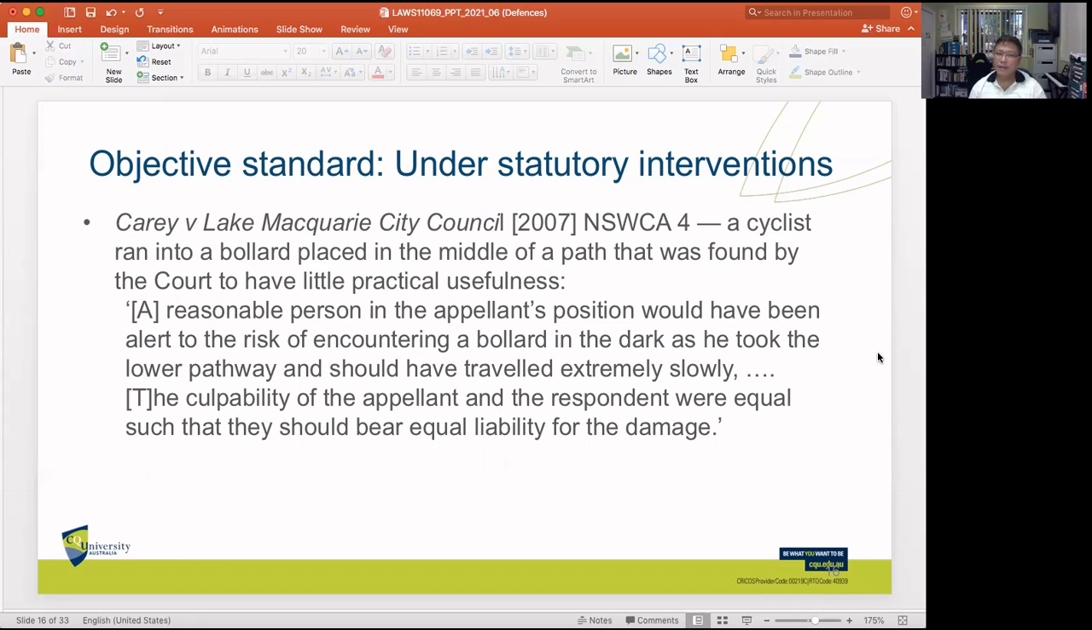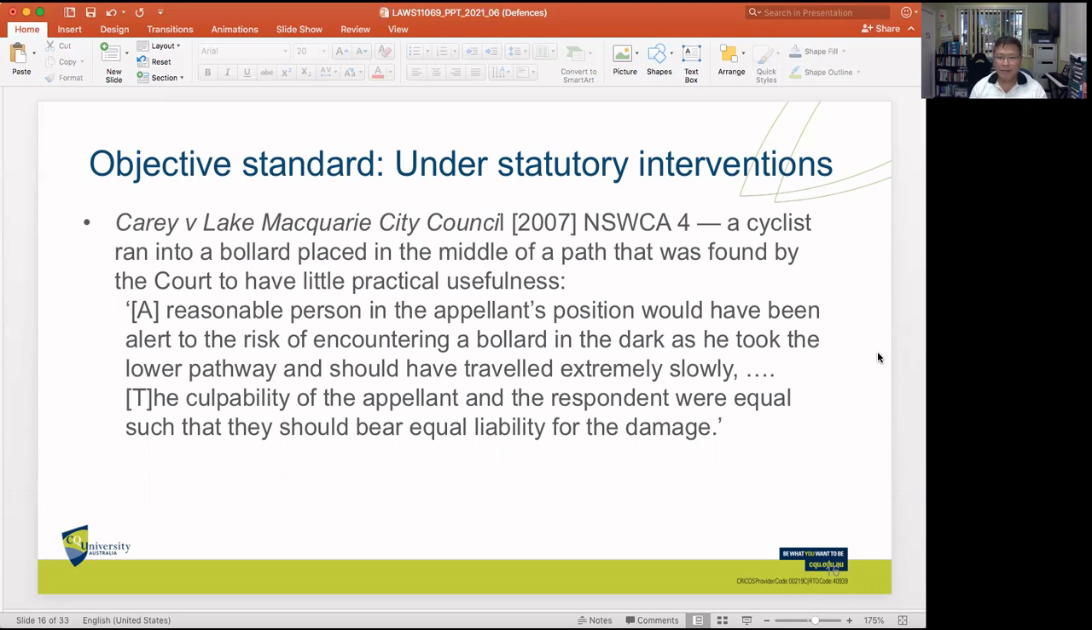But the defendant sought to show that there was contributory negligence on the part of Carey, because Carey did not take reasonable care to take care of himself under the circumstances. And the court said that a reasonable person in the appellant's position, in other words, the plaintiff, would have been alert to the risk of encountering a bollard in the dark as it took the lower pathway and should have traveled extremely slowly.